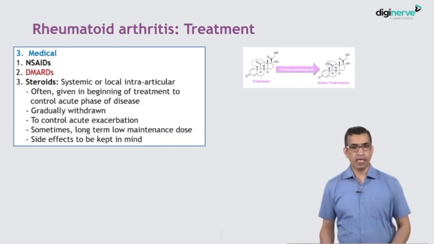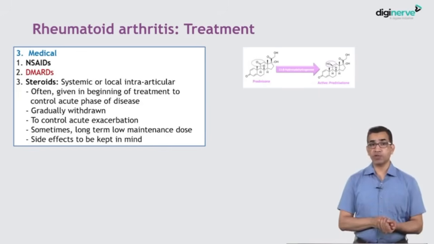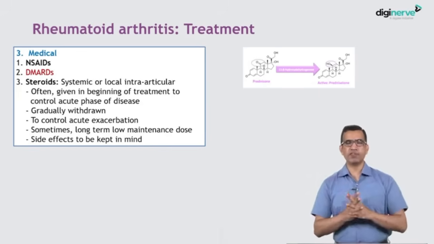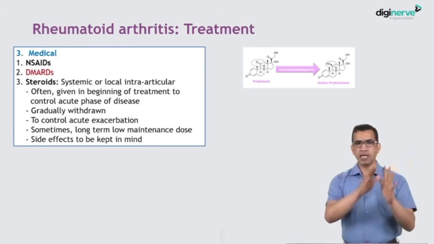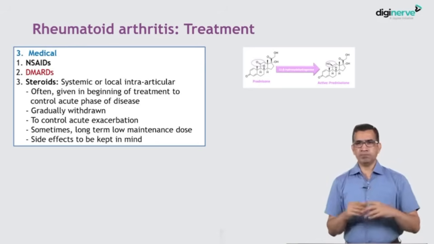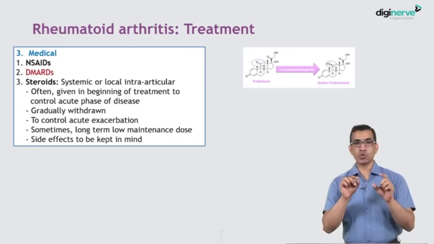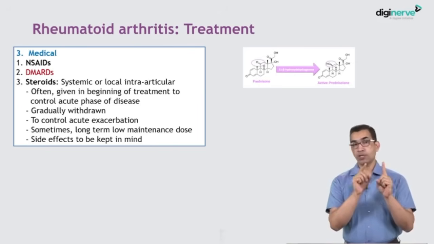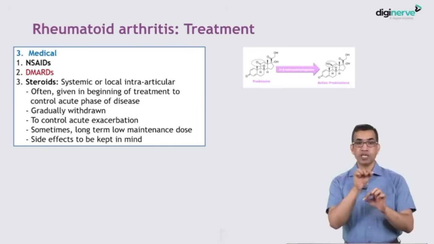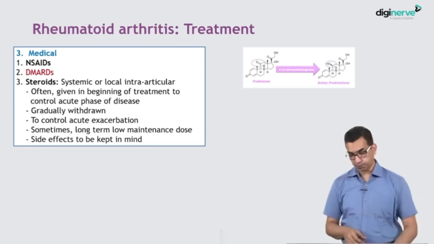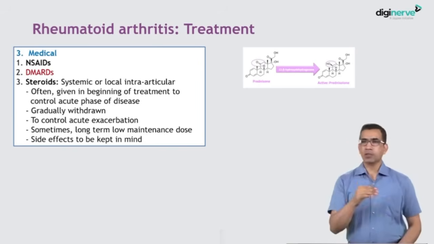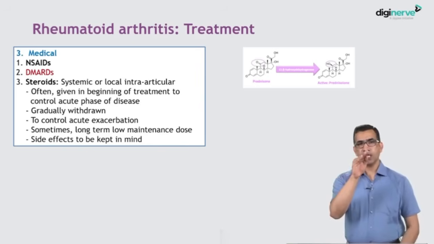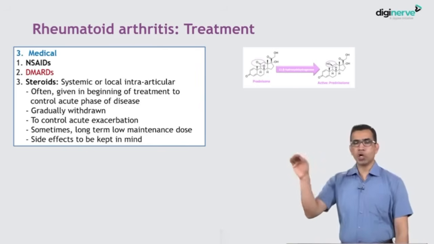Steroids, yes, they are given. Systemic to start with, when you have to control the extreme of inflammation and pain in the disease, and then gradually it is tapered. As they get exacerbations in 1 or 2 joints, as long as you have ruled out septic arthritis, you can give local steroid injections also. Some people, sometimes in some patients, you have to give it in a very low dose for a long term.